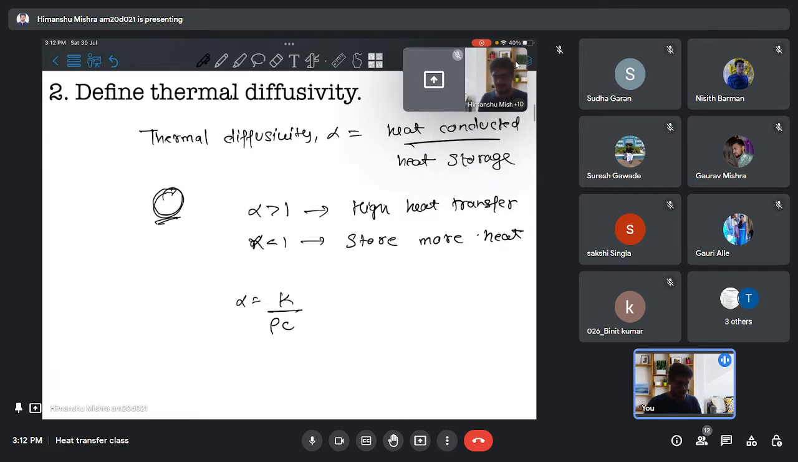So the heat conduction can be defined by the thermal conductivity. That means if any material has a more magnitude of thermal conductivity, it will transfer more heat. And similarly, the storage of heat can be defined by the density and the heat capacity of the body.